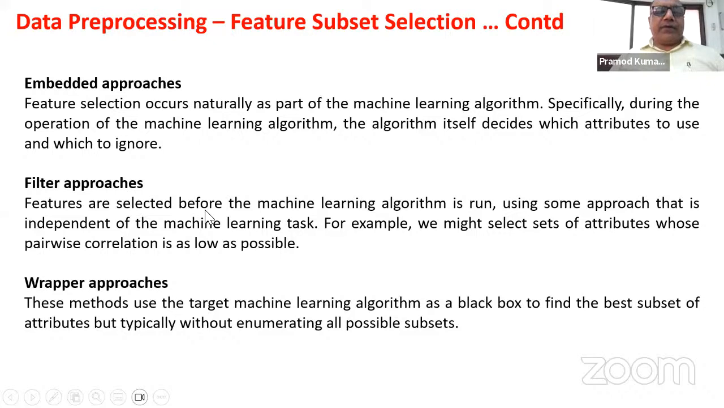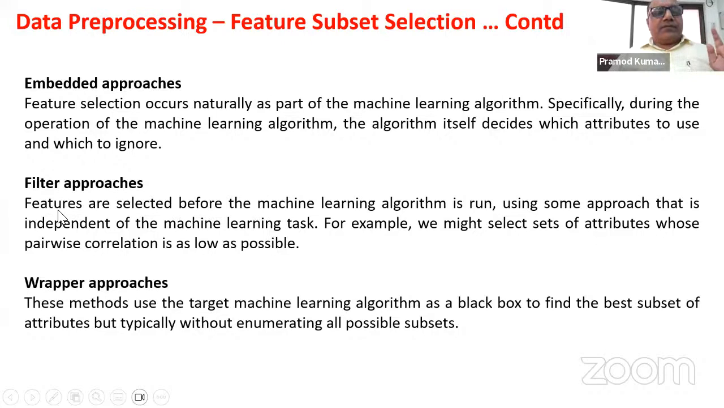The other one is the filter approach. What is the filter approach? Features are selected before the machine learning algorithm is run, using some approach that is independent of the machine learning task. For example, we might select sets of attributes whose pairwise correlation is as low as possible. Half of the sentence, up to the comma, is very important: the features are selected before the machine learning is run. It means here the machine learning algorithm is not a part of the selection of the features.